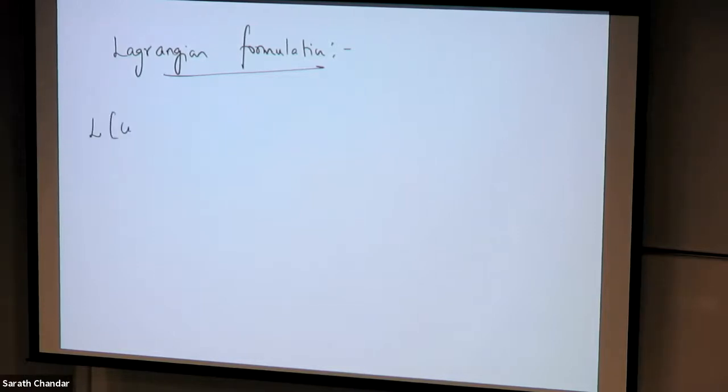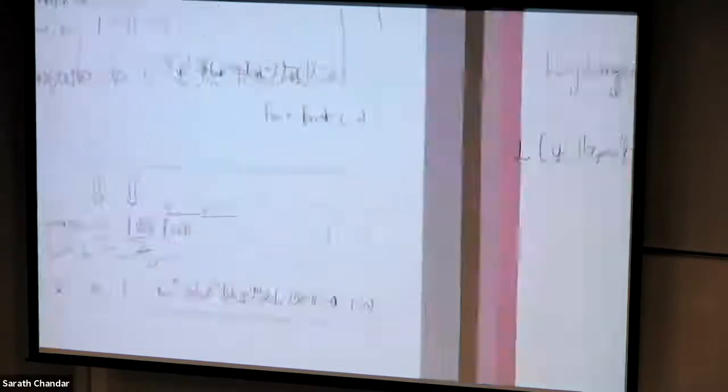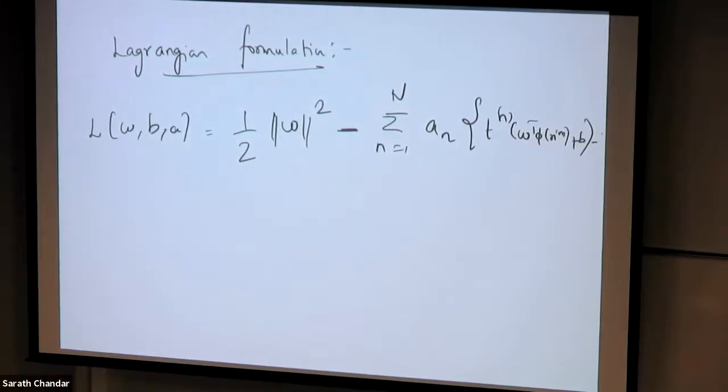Now, how do I do that? The Lagrangian formulation for the previous objective function is going to look something like this. I have the function that I'm trying to minimize. Now there are also a bunch of constraints here. I'm going to take these constraints and add them to the objective function directly. How am I going to do that? I want to maximize the constraint instead of minimizing. So I'm going to add minus here, summation over n equal to 1 to capital N, an times tn times (W transpose phi of xn plus B minus 1).